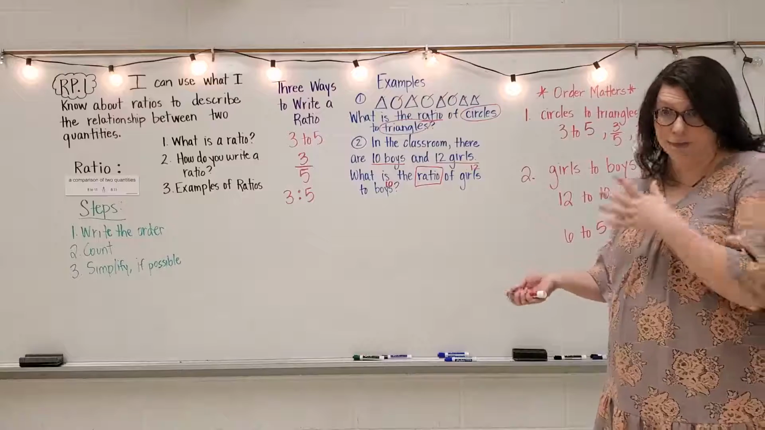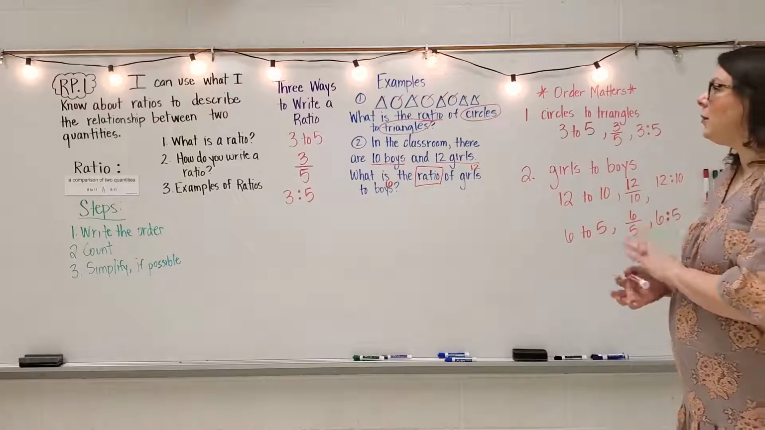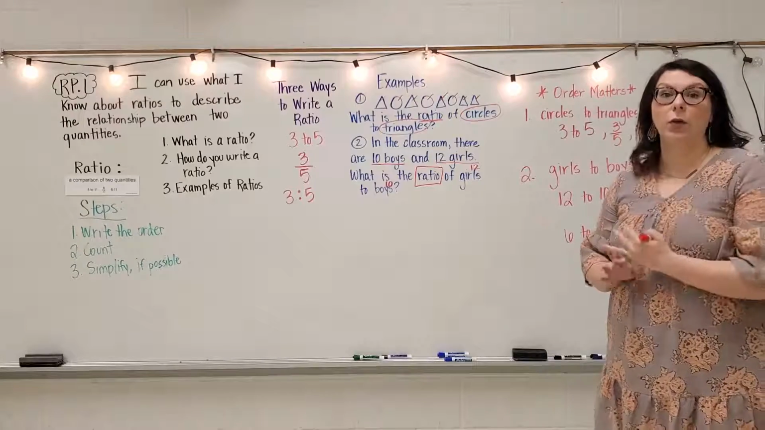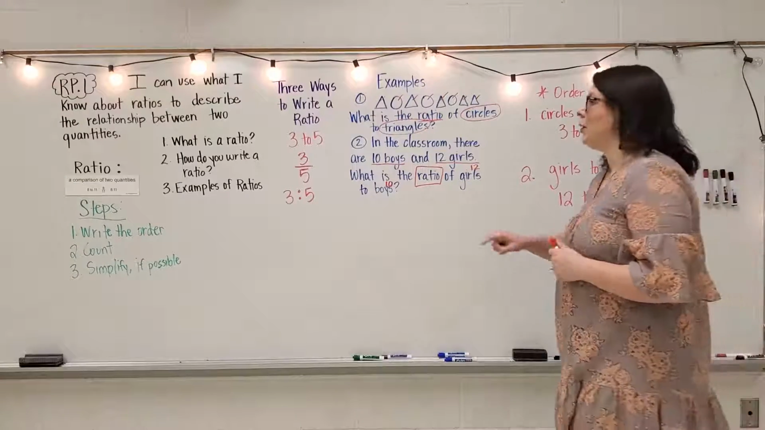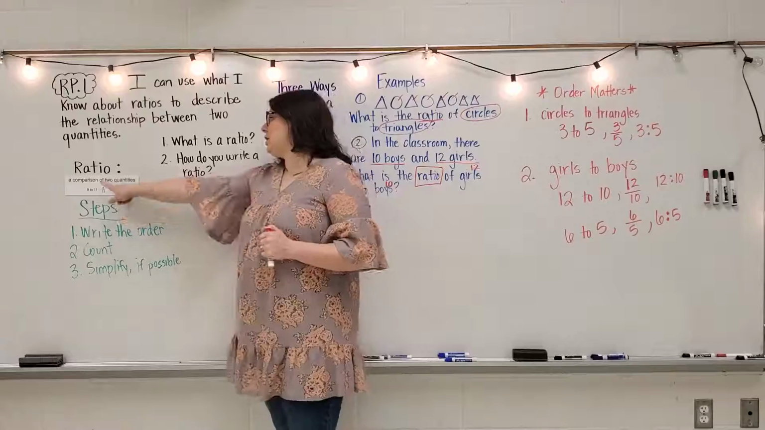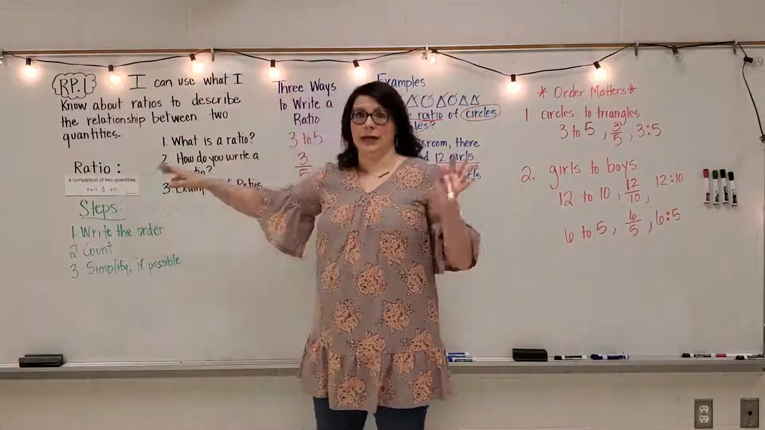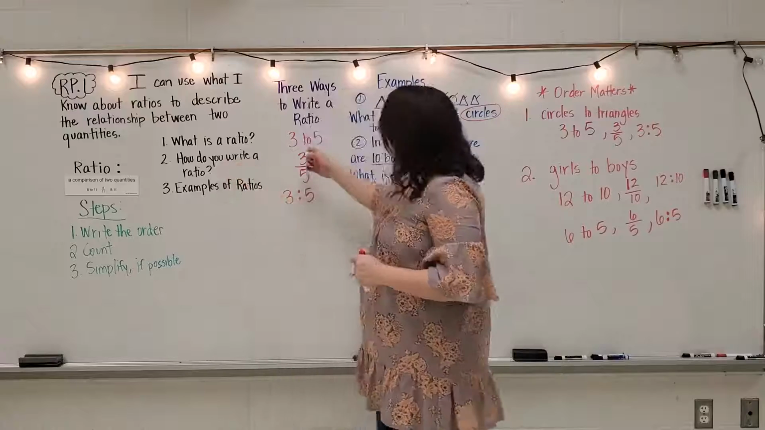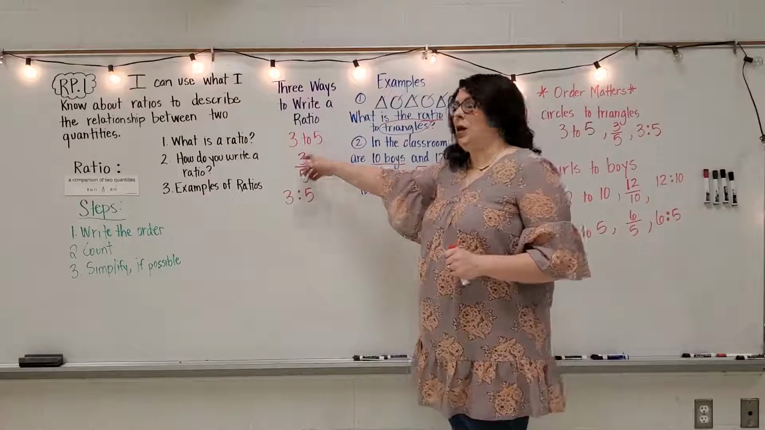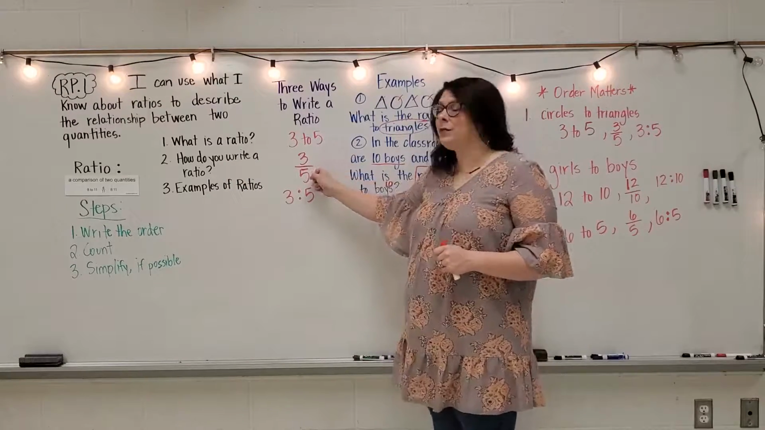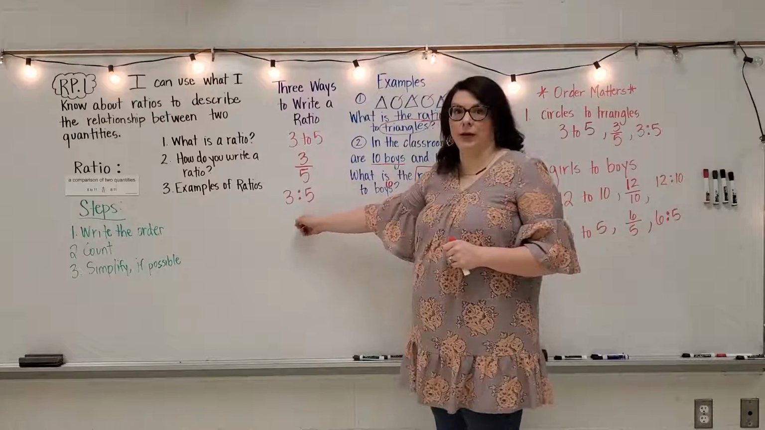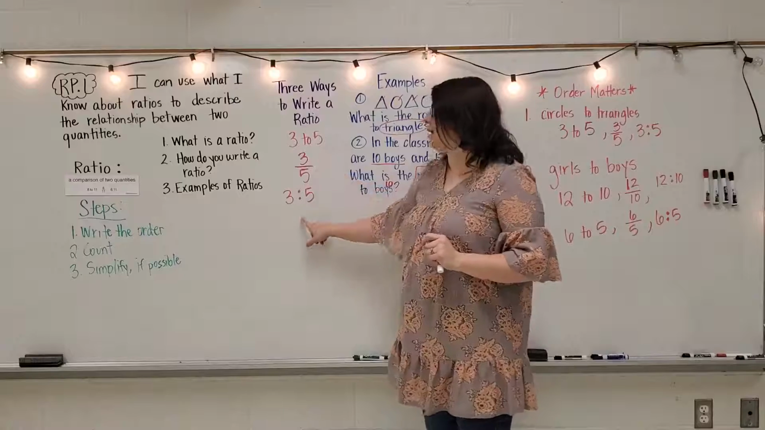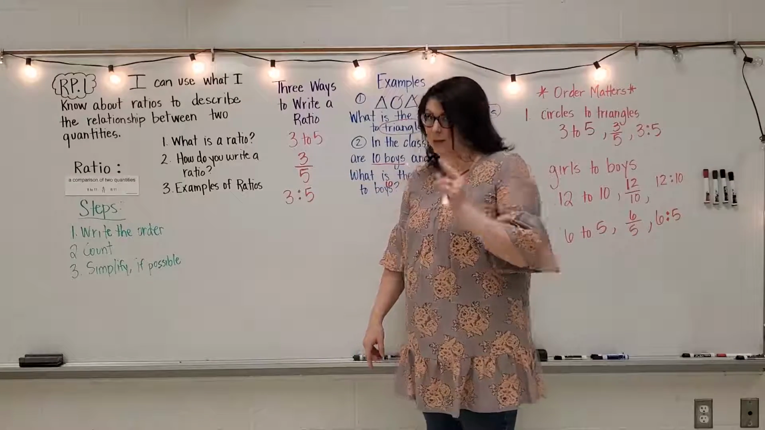So just as a recap, the most important thing you can know about ratios is that the order matters. So what is a ratio? A ratio is a comparison of two quantities, any two quantities. How do we write a ratio? We write it using the word to, we write it with the fraction bar, or we write it with a colon. Notice the order of the numbers stays the same in all three methods.